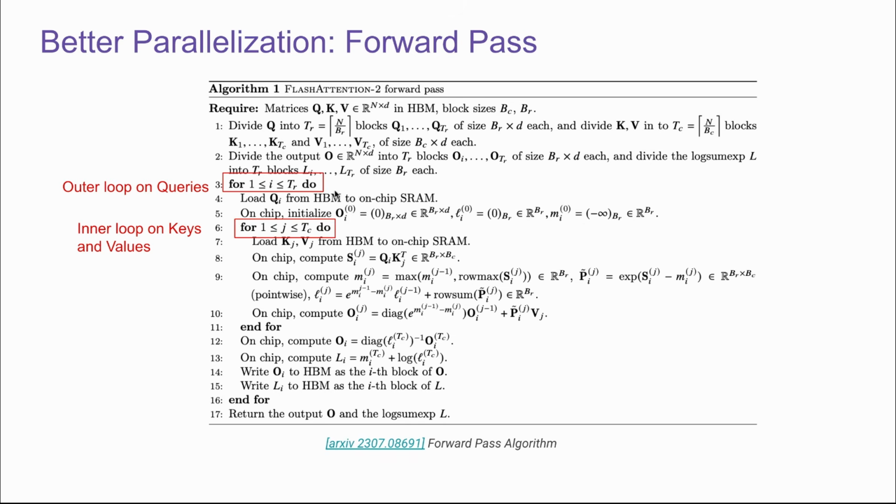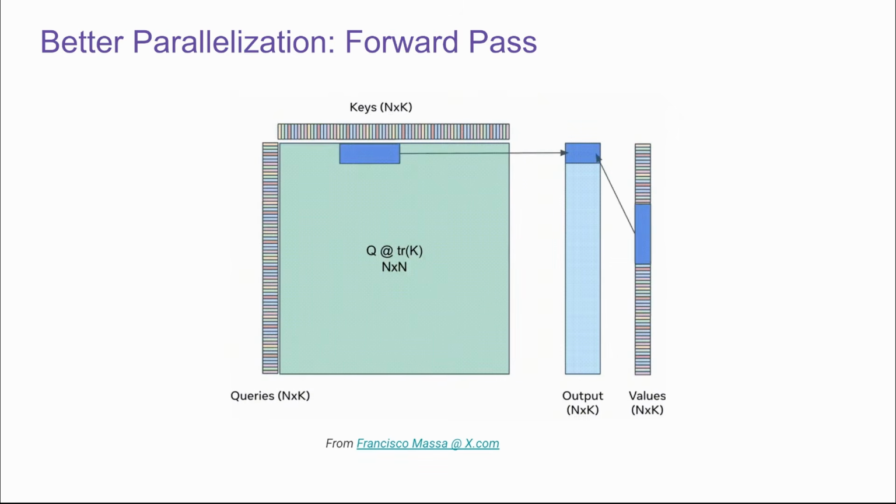Again, I highlighted the difference on the reversal of ordering. In the outer loop, we are now iterating on queries, and in the inner loop, we are iterating on keys and values. This is the opposite of FlashAttention V1. And this GIF did a great job on demonstrating how FlashAttention V2 works. I pulled it from max.com. Hope it helps you to understand intuitively. We are iterating on the outer loop on queries, and within each query, we iterate through all the keys.